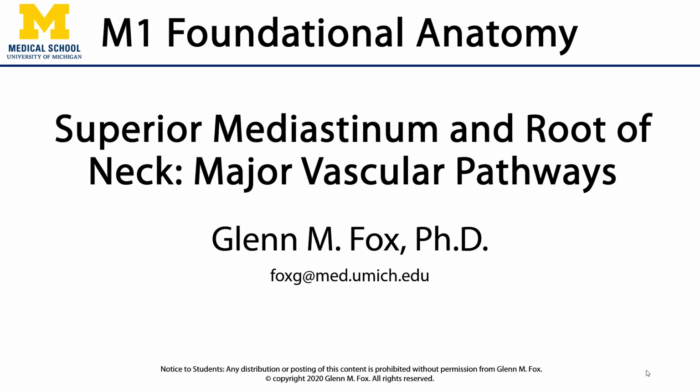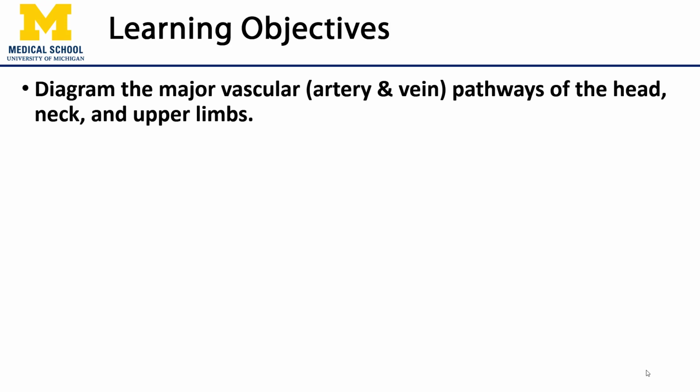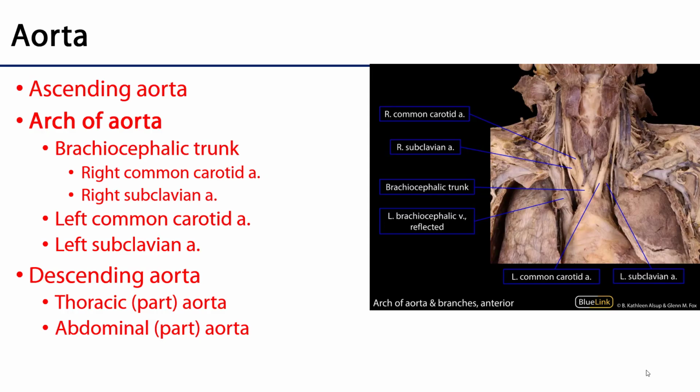Hi, let's talk about the major vascular pathways of the head, neck, and upper limbs. In this video, we'll diagram the major vascular pathways, both artery and vein, of the head, neck, and upper limbs. Let's begin with the aorta.